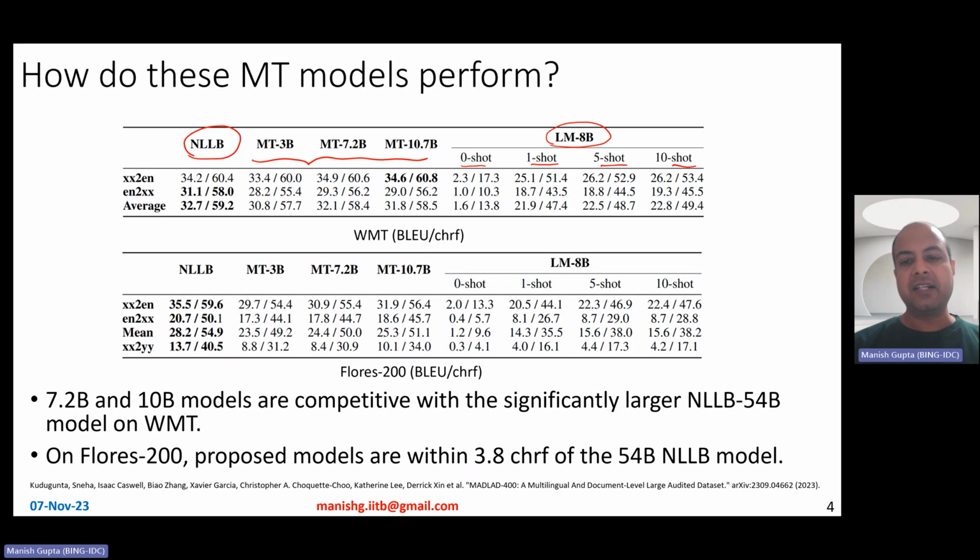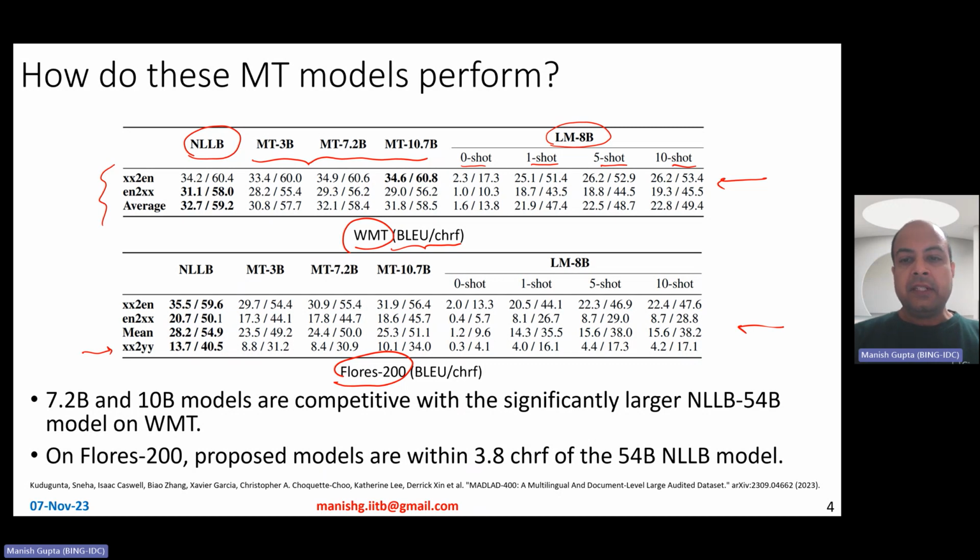So this MADLAD data comes from Google and NLLB is from Meta, right? You see the comparisons from other languages to English and English to other languages, as typically done in machine translation literature. You also see that there are 2 metrics being reported, BLEU and chrF, and this table is on a data set called WMT. This table is on a data set called Flores-200, right? Of course, on Flores-200, they also report XX to YY, meaning any language to any other language, where neither source nor target is English.